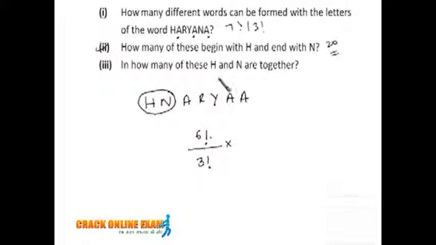Then we want H and N together, right? So H and N can be rearranged among themselves in 2 factorial ways. Do not forget this 2 factorial, otherwise your answer will be wrong, right? So 6 factorial ways are there, and we divided by the repetition, that is 3 factorial. Then H and N can be mutually arranged in 2 factorial ways. So in all, this is the answer. So 720 by 6 into 2, right? So your answer will be 240, right?